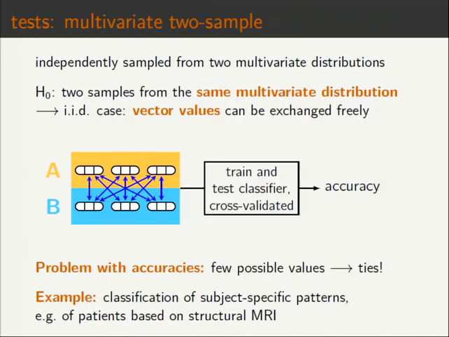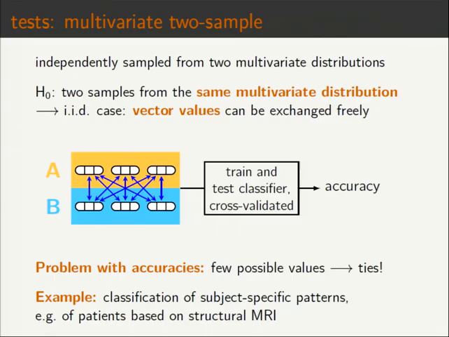If you have accuracies and few data points, you will often have ties because there are only a few possible values of a classification accuracy. So in this case, it might be better to use another multivariate test statistic like AUC or something that is based on a multivariate model. But the test itself will remain valid. It will just have a very low power because you have all these ties, which makes the test conservative.